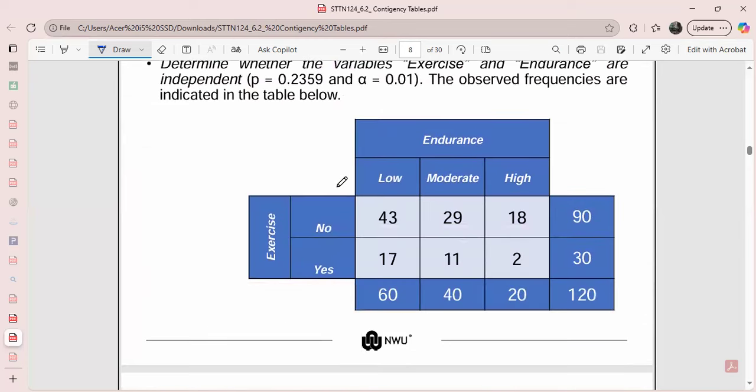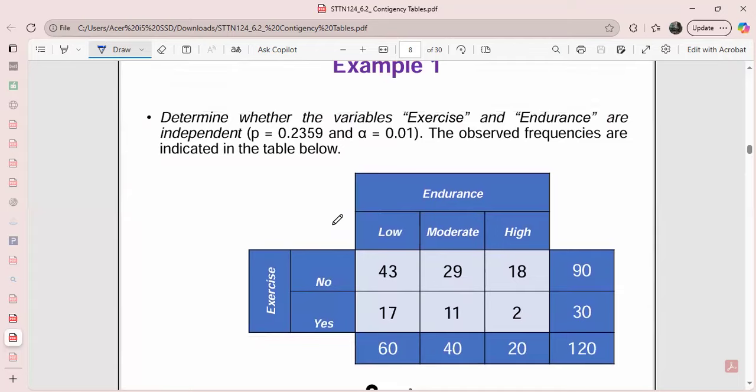So let's look at the question. You will be given something like this. Determine whether the variables, which are the exercise and the endurance, are independent. We're given the p-value of 0.2359. We're also given the alpha of 0.01. By just looking at the p-value and also the alpha, I can make a conclusion. Since the p-value is 0.23 and the alpha is 0.01, it means that the p-value is greater than alpha.